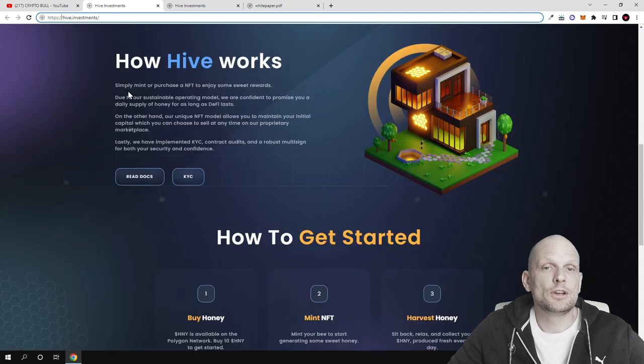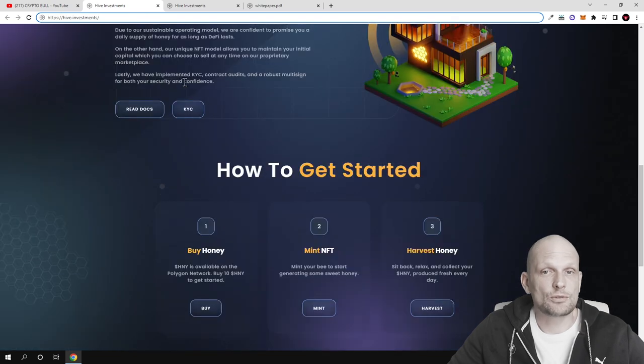How Hive works: simply mint or purchase NFT, enjoy some sweet rewards. Due to our sustainable operating model, we are confident to promise you a daily supply of honey for as long as DeFi lasts. And on the other hand, our unique NFT model allows you to maintain your initial capital, which you can choose to sell at any time on our proprietary market. And lastly, we have implemented KYC, contract audits and a robust multi-sign for both your security and confidence, guys.